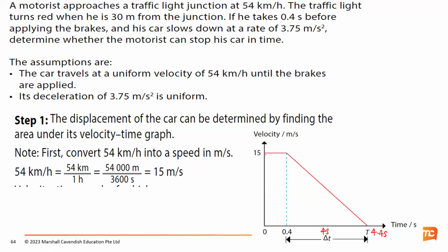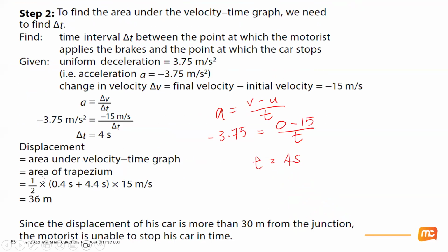I want to find the total distance that I covered after I see the traffic light. How much is this distance? If this distance is more than 30 meters, then sorry, I cannot stop in time. If it's shorter than 30 meters, then yes, because the traffic light is 30 meters away. So I need to find this area. This is a trapezium. Again, half times the sum of parallel sides. The parallel sides are 0.4 plus 4.4, times the height, 15. So I get the area of the trapezium: half times 0.4 plus 4.4 times 15 is 36 meters.